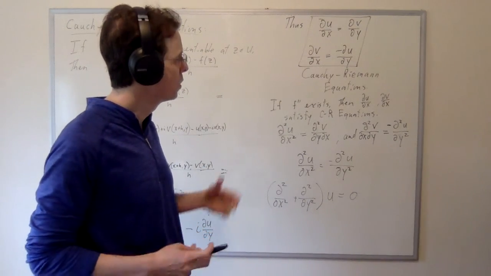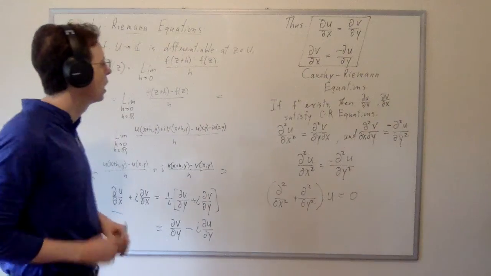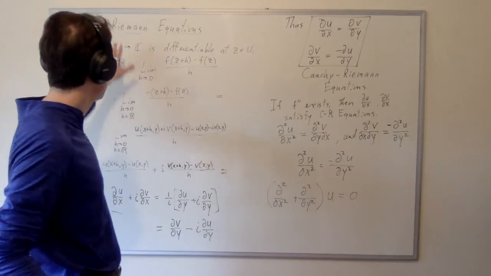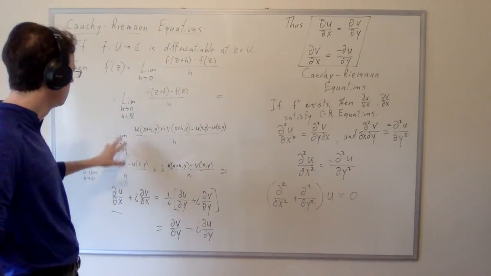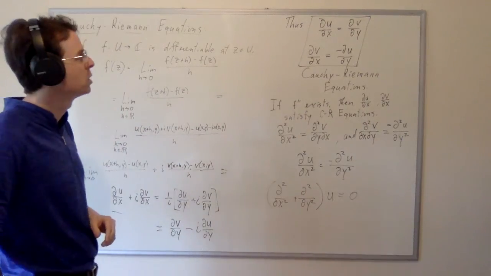And so this is some interesting derivative calculations that all stem from the existence of this limit, and the fact that h could be real or imaginary in this limit.